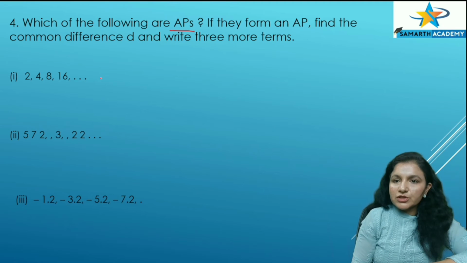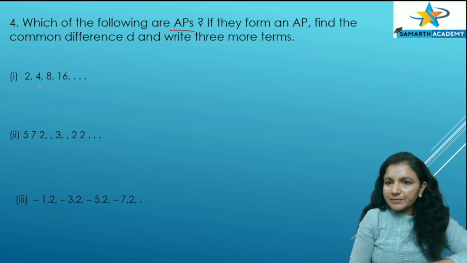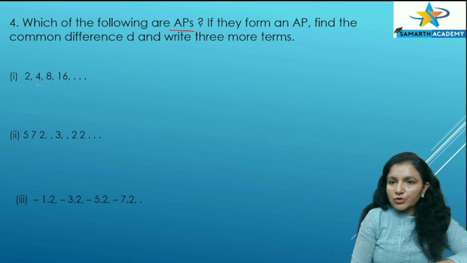So the first question will be 2, 4, 8, 16 and so on. First term is 2. First, let me see whether they have a common difference. So what you have to do? 4 minus 2 is 2. 8 minus 4 is 4. 16 minus 8 is 8. So they don't have common difference. So not an AP.